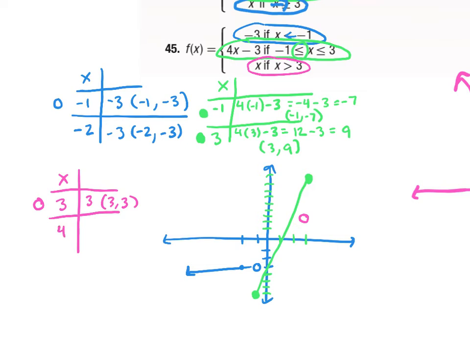What do we plug in next? 4. When we plug in 4, what do we get? 4. So our point would be 4, 4. So we go to the right 4, up 4. Put a point. Which direction is our arrow going to go here? To the right.